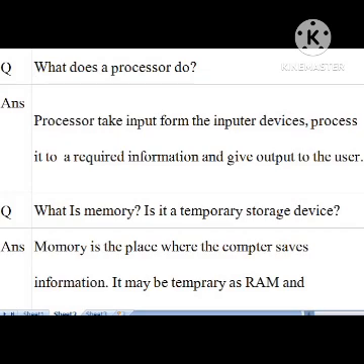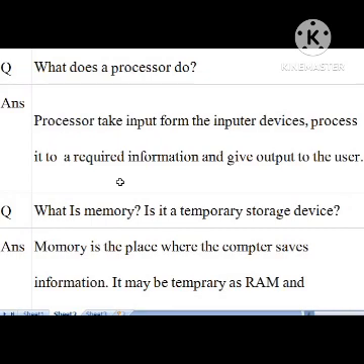What does a processor do? Question computer class 6. Processor takes input from input devices, processes it into required information and gives output to the user.